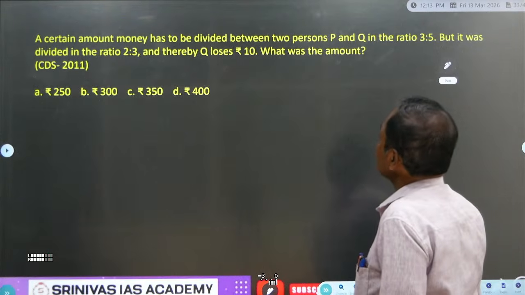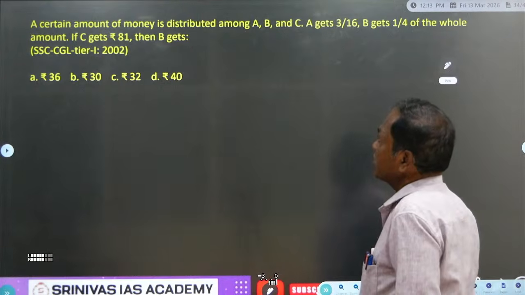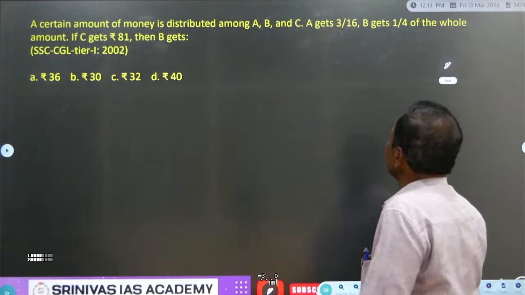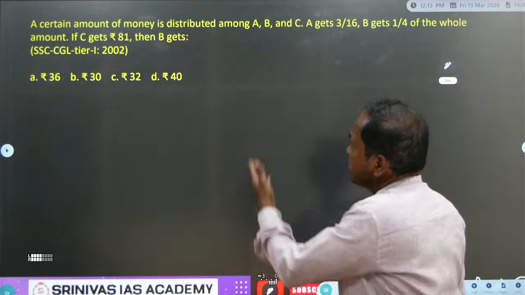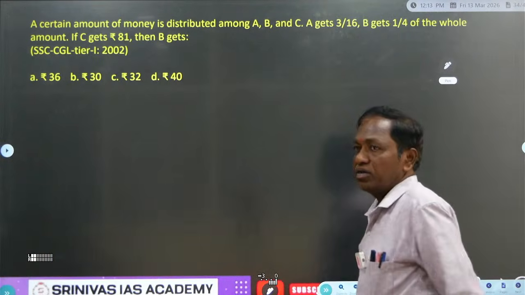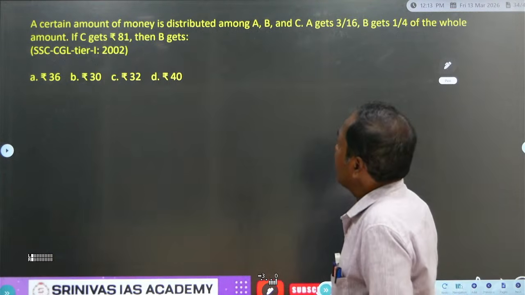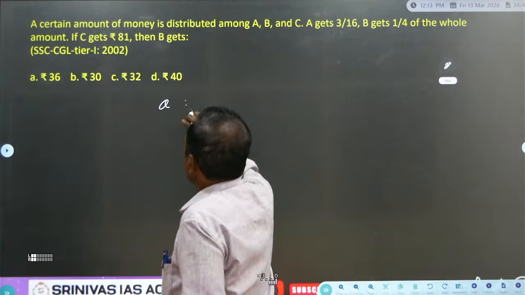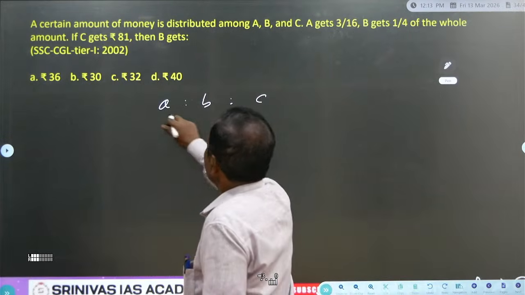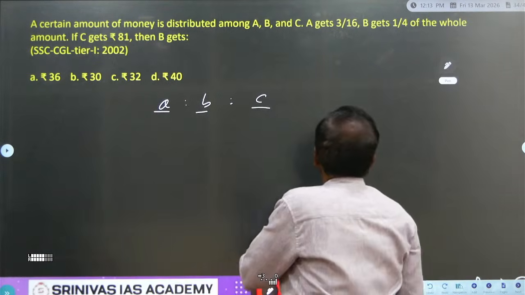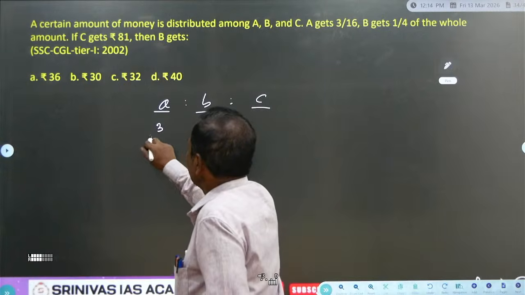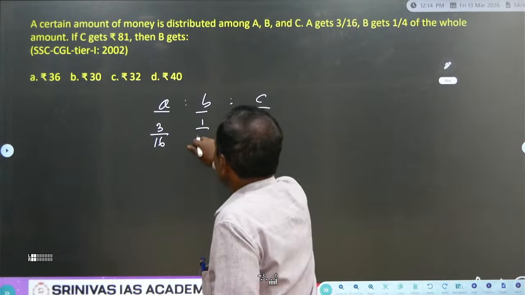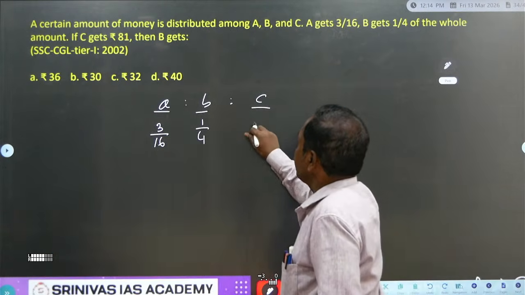A certain amount of money has to be divided. Okay, now we are at this question. A certain amount of money is distributed among A, B and C. A gets something, B gets something, the whole amount. C gets rupees 81. What amount does B get? Like you can say A, B, C. A gets 3 by 16, and B gets 1 by 4 of the whole amount, and C gets rupees 81.